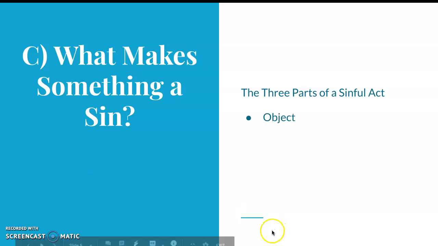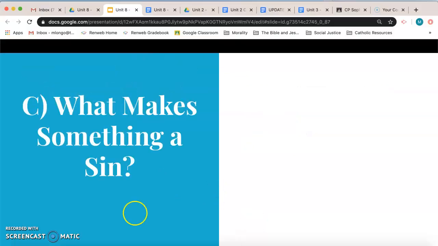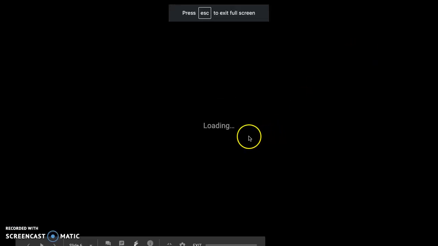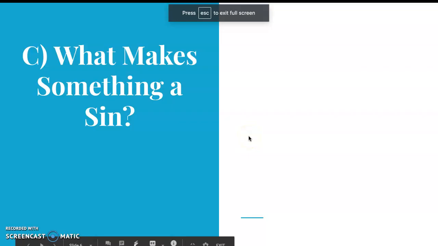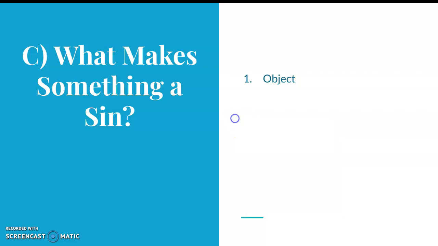And the 3 parts are the object, intention, and circumstances. So let's take a look at each one individually. First, the object. So the object is the specific thing that is being chosen.